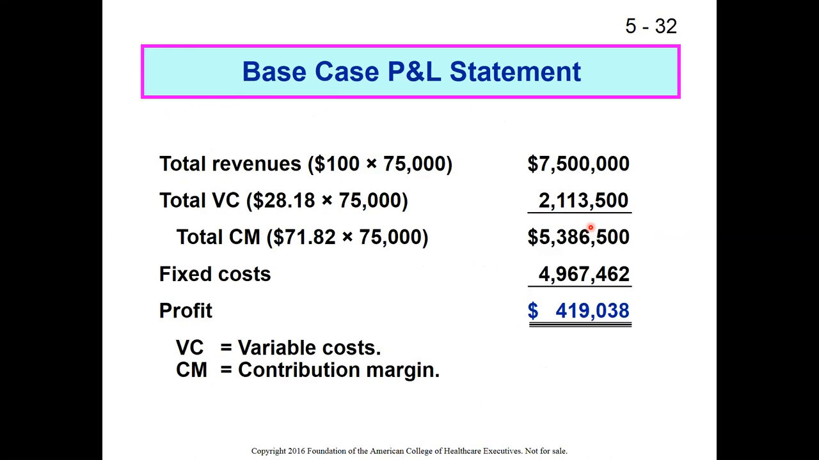So let's look at this. All right, so this is our base case, right? It puts us at 7.5 million, 75,000 times 100. Our variable costs are 2.1 million, 2818 times 75,000. It gives us a contribution margin of 5.4. Our fixed costs are still 4.9. Our profit is 419,000. So that's our base case.